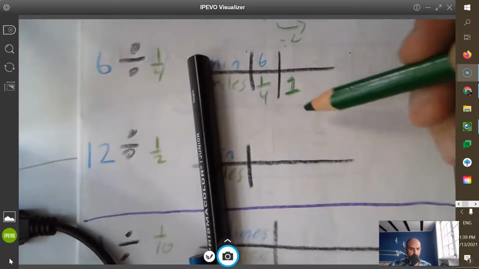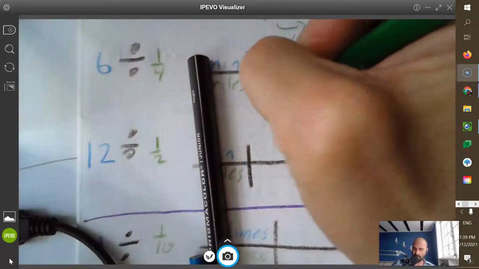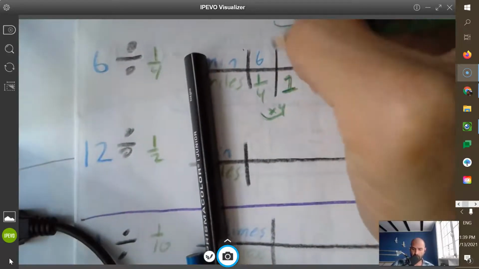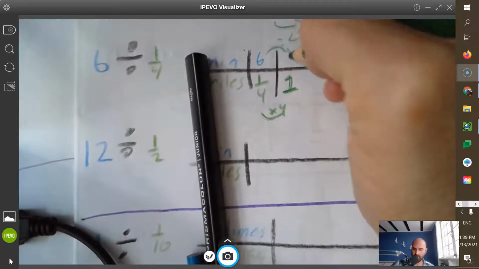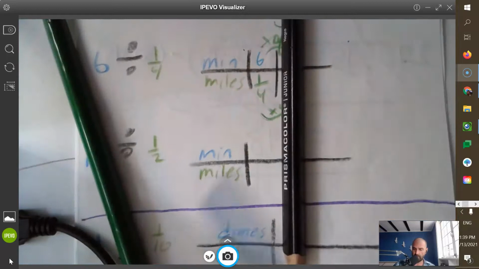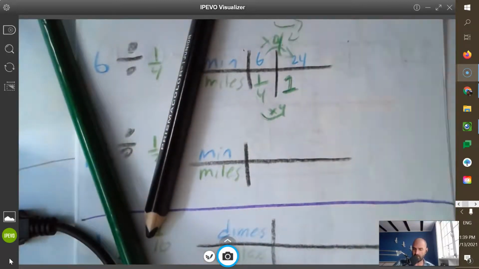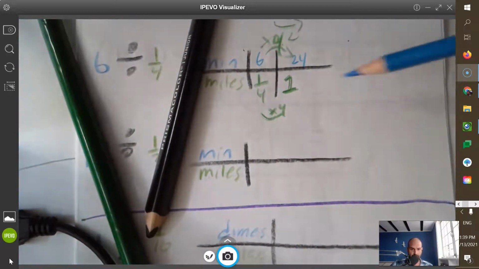So how do we go from 1/4 to 1? That's right, we multiply by 4. So if I'm multiplying 1/4 by 4 to get to 1, I need to keep the same rate. So I need to do by 4 up there. 6 by 4, so that's going to give me 24 minutes for 1 mile. So this person's rate is 24 minutes in 1 mile.